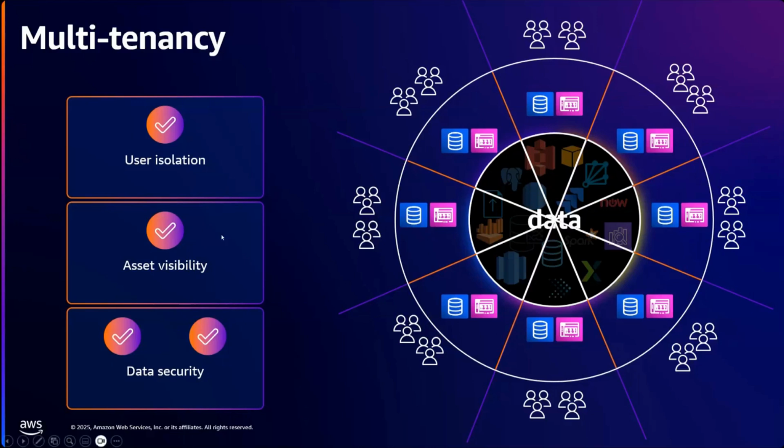In case you want to share assets, multi-tenancy also offers asset visibility. You can share the assets with different tenants as well, and then you can apply the data security on top of it. So user isolation, asset visibility, and data security are all bundled together. User isolation is through namespaces, then sharing, and then row level security and column level security. As you apply them all together, it creates your multi-tenant architecture.